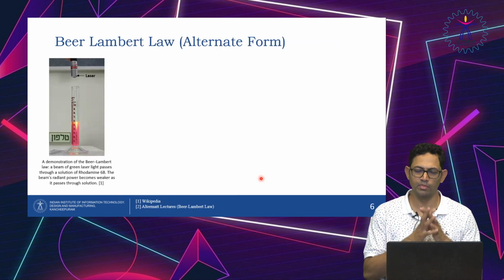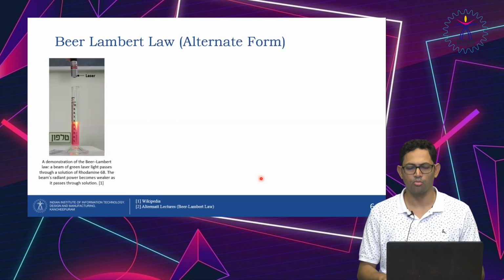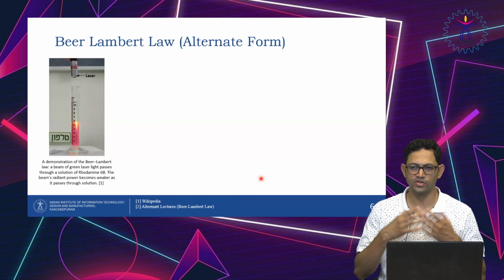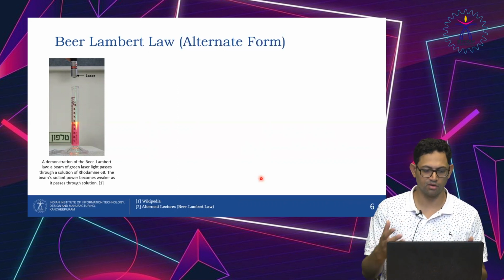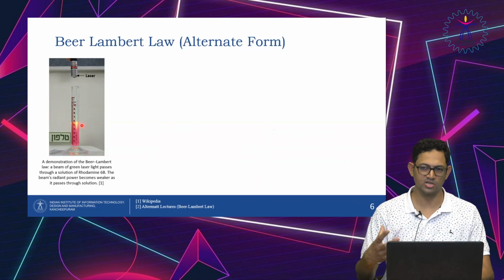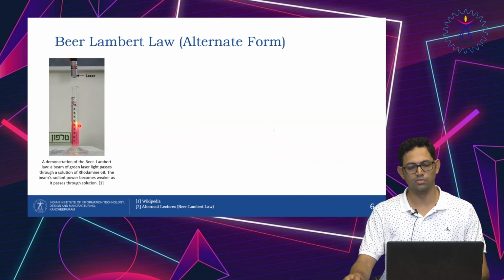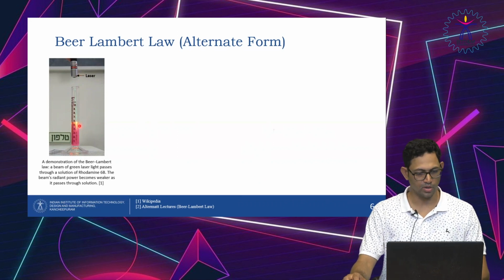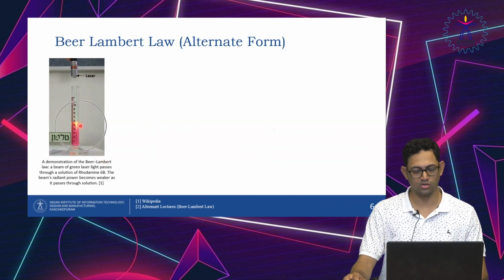The Beer-Lambert law we mentioned till now was absorption equal to epsilon C l. That is more from a chemistry point of view. When you talk about the physics point of view, there is an alternative form of Beer-Lambert law. If you see over here, from a physics perspective, you shine a laser through a translucent material, and again it has some rhodamine 6G in this solution.